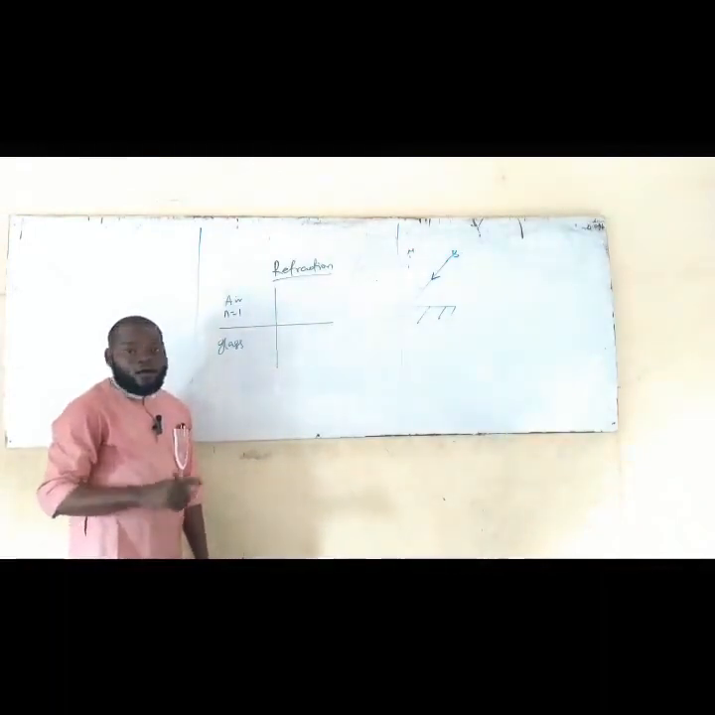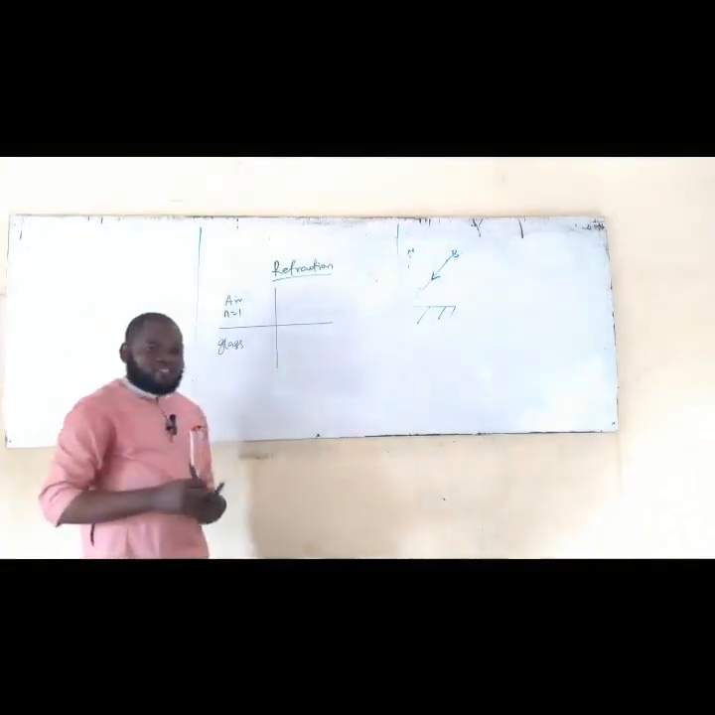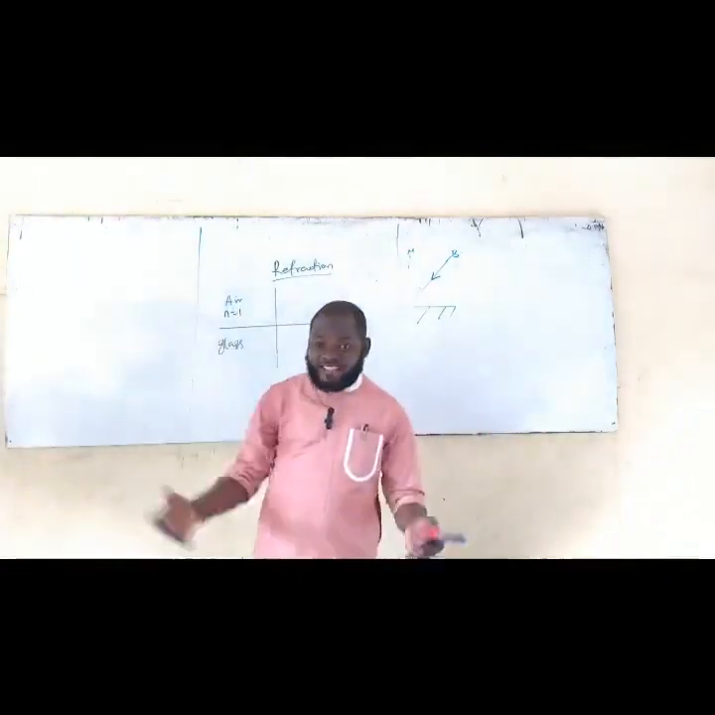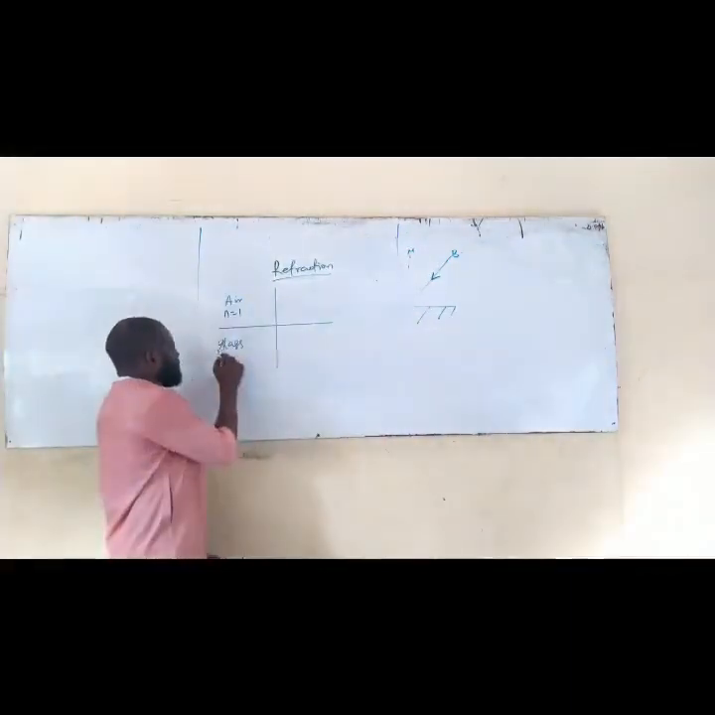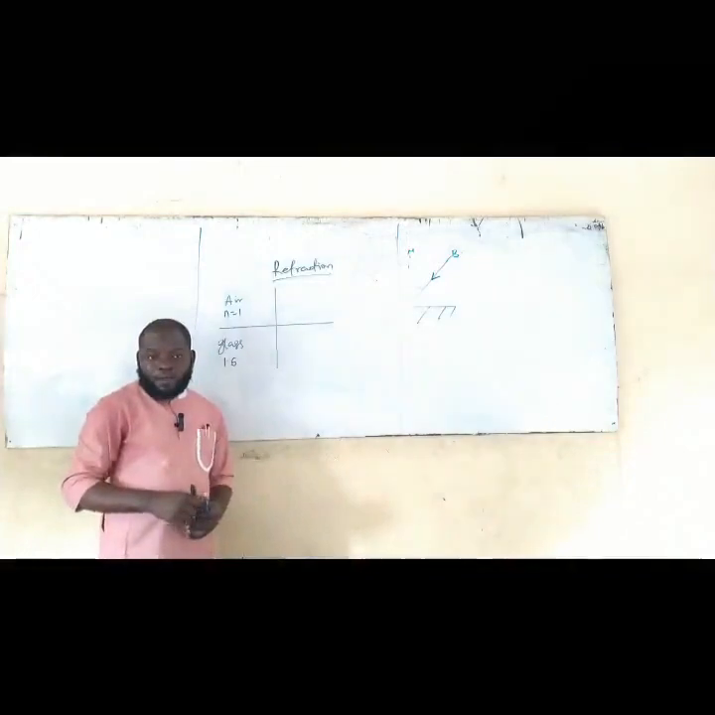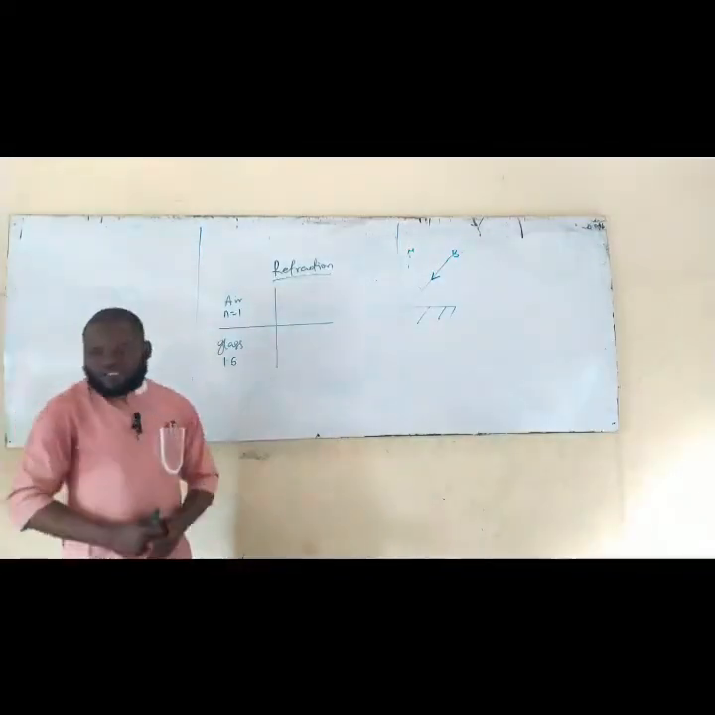Am I making sense now? But when it comes to glass, the refractive index is around 1.5 to 1.6. Are you getting it now? So let me say the refractive index is 1.6. Am I making sense now? Okay.